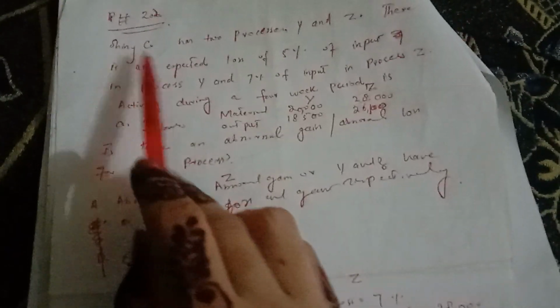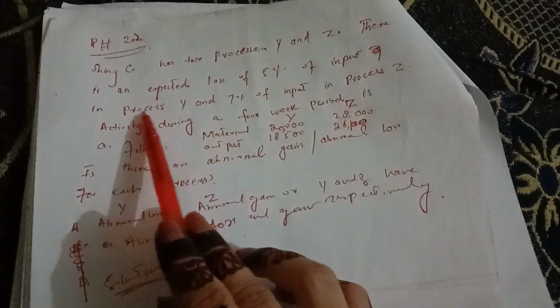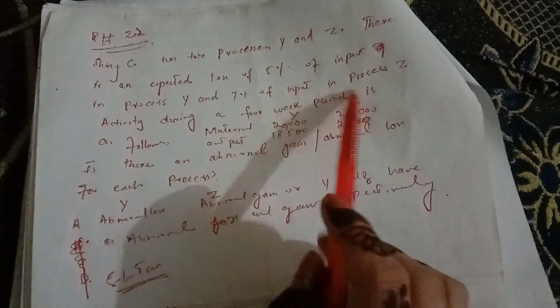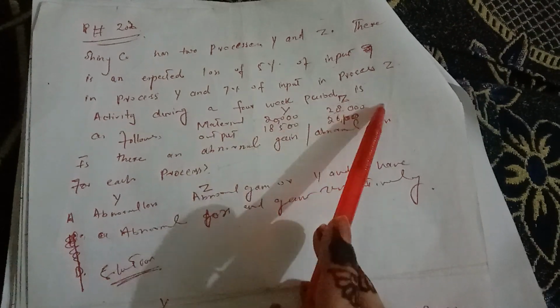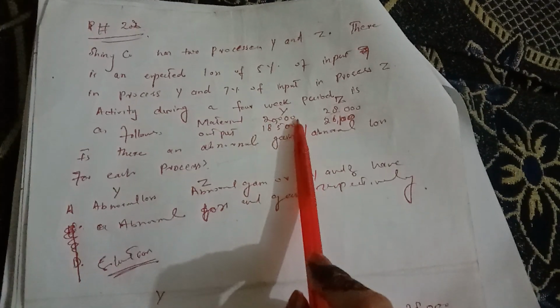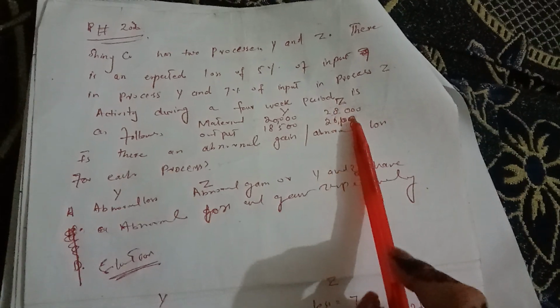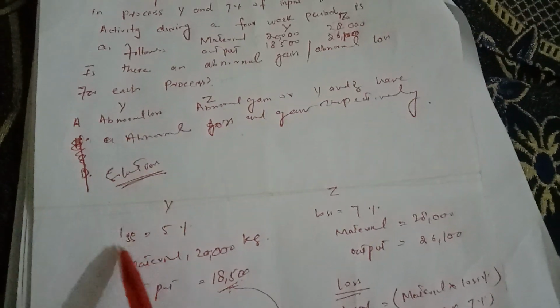The question is: Shiny Corporation has two processes, Y and Z. There is an expected loss of 5% of input in process Y and 7% of input in process Z. Activity during a 4-week period is as follows. Material and output in Y are 20,000 and 18,500, and in Z are 28,000 and 26,100. They require: is there any abnormal loss and any abnormal gain? So how do we find the solution?